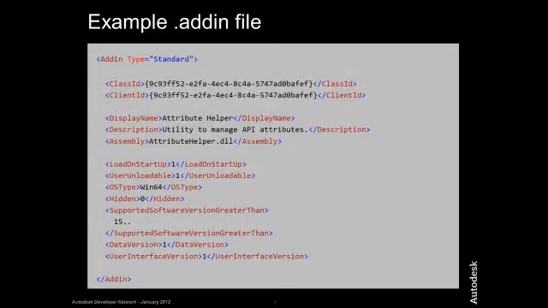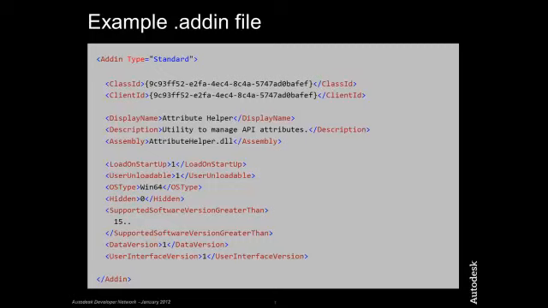The first thing we can see here is the class ID and the client ID, which are the same and are set to the GUID of our COM component. We then get the display name and the description. Those are the fields that will be visible to the user inside the Inventor Add-in Manager. Then the assembly tag specifies the location of the add-in DLL. This path can be defined absolutely, or relatively to the location of the .addin file.